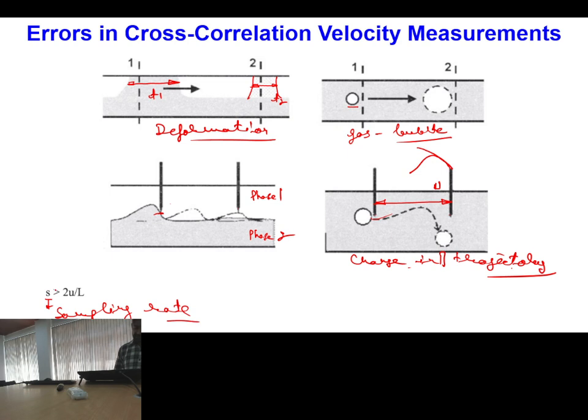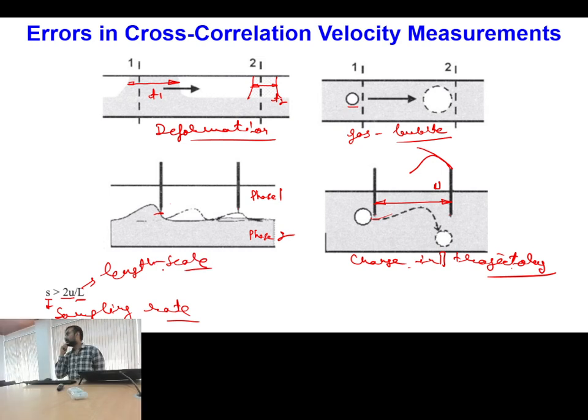Typically signal sampling rate should be greater than 2u/L, where u is velocity and L is the characteristic length scale of the bubble or entity, whatever you want to measure. Okay, so your sampling rate should be greater than this, then only your signal will be of good quality. Otherwise the signal will not be able to capture the details sufficiently.